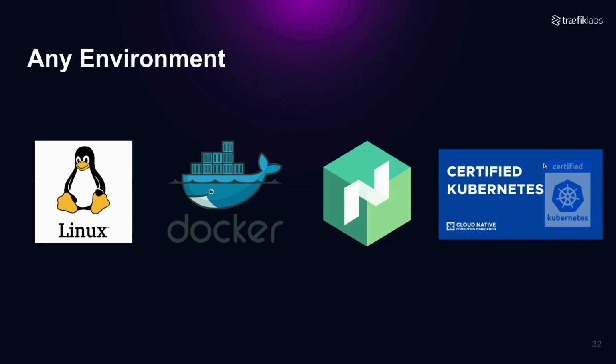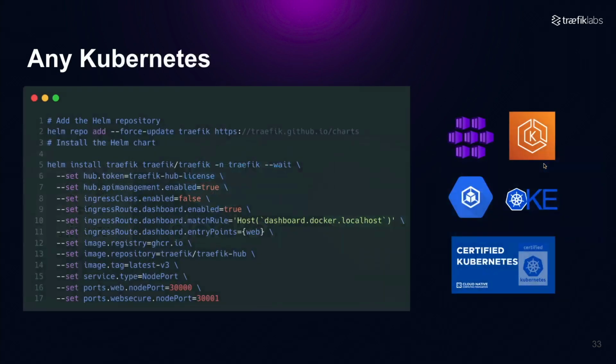So first of all, Traefik, we talk about Kubernetes a lot, but it's the fact that we can run on Linux, we can run as a container in Docker, we can run inside of HashiCorp Nomad, and obviously we can run inside of any certified Kubernetes distro natively. This is how you install Traefik. This is a Helm chart install. It's the same Helm chart install for any environment. Pick your favorite distro, AKS, EKS, GKE, OKE, or any other CNCF distro.